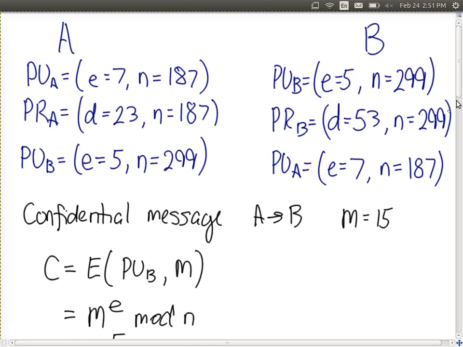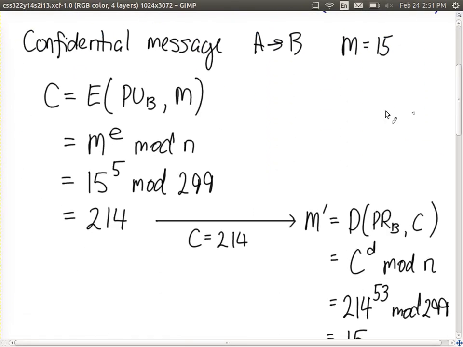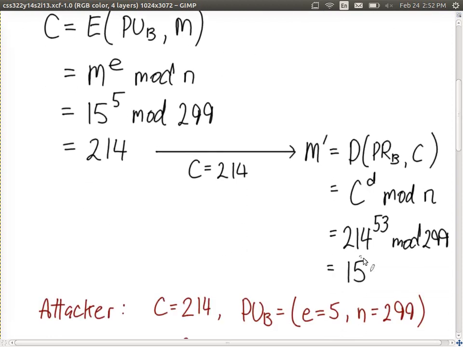To encrypt, we took the public key of B, which is E and N, 5 and 299, and 15 to the power of 5 mod 299 gave us the ciphertext of 214. We send that to B, and we showed when B decrypted, they got the original message 15 back. We need to prove that that will always happen today. And then we got to, from the attacker's perspective, what can they do to try and defeat the security of this algorithm?